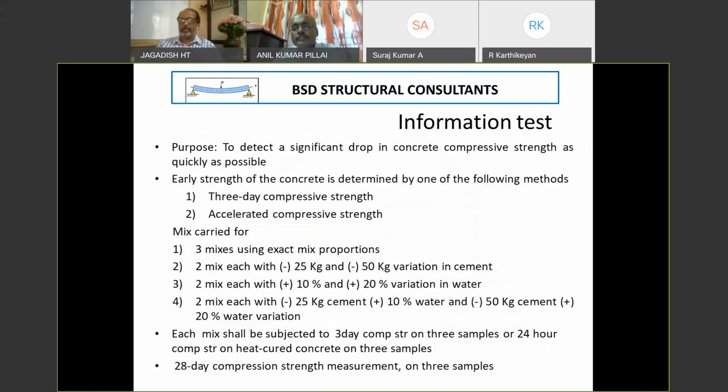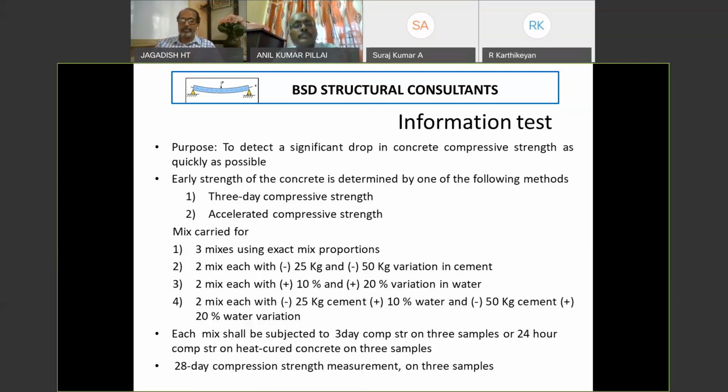So before we start our work at site, we carry out 3 mixes using the exact mix proportion as per our mix design. Then 2 mixes each with -25 and -50 kg variation. So the variation is quite high. Certainly nobody will expect such a high variation of 25 and 50 anywhere. But still, we try to go to the extremes of -25 kg and -50 kg.